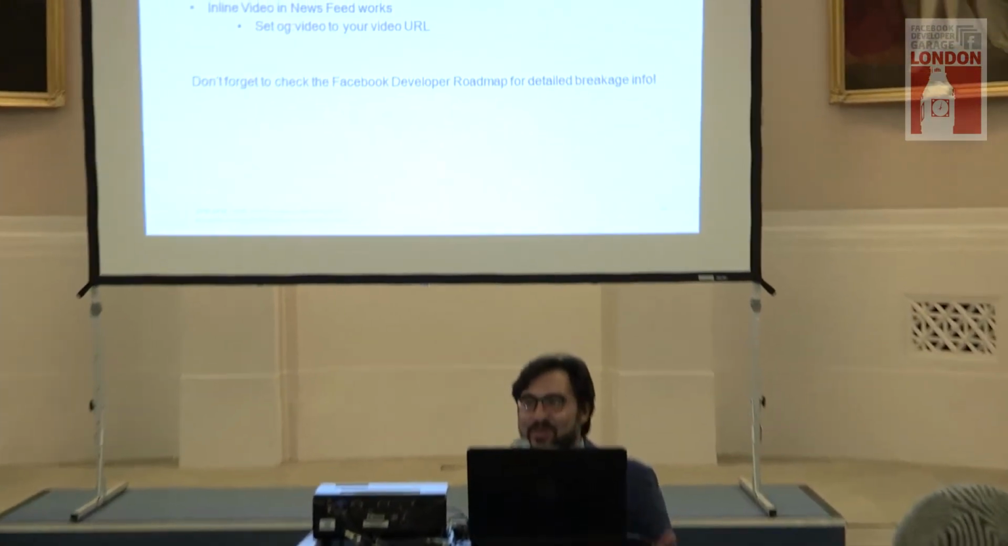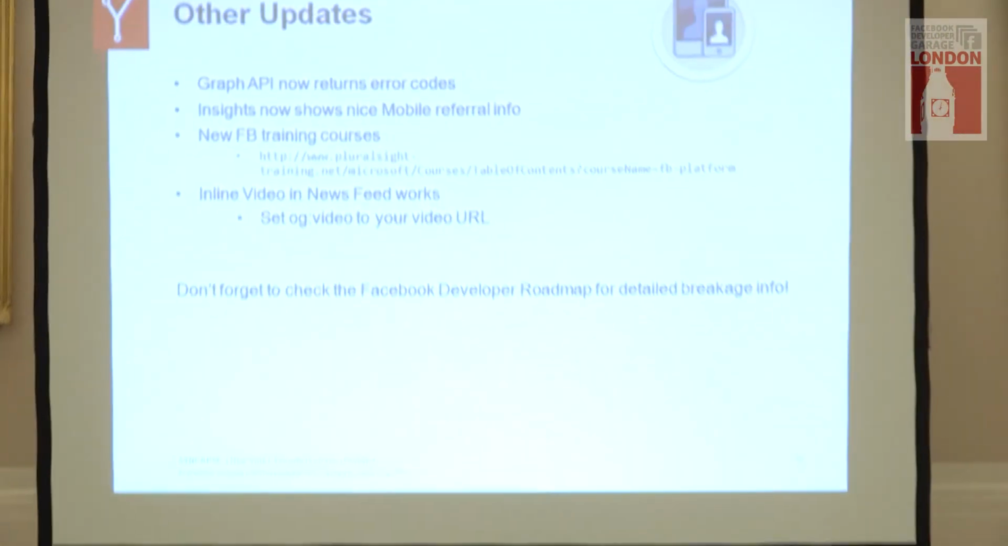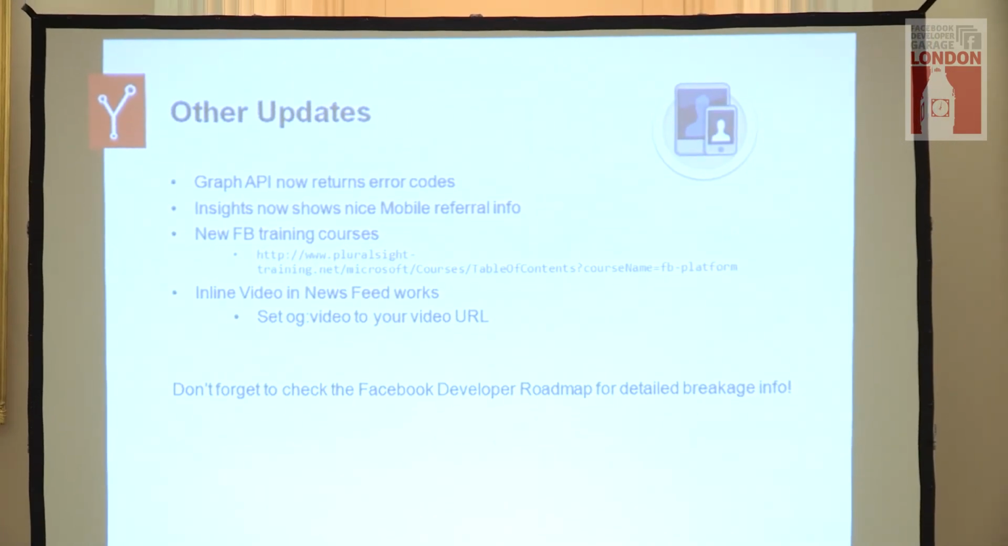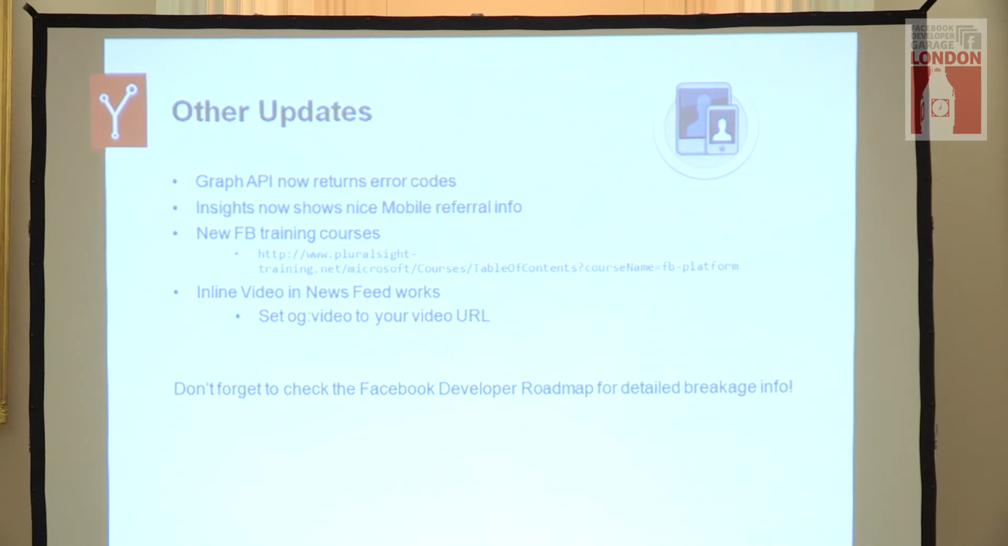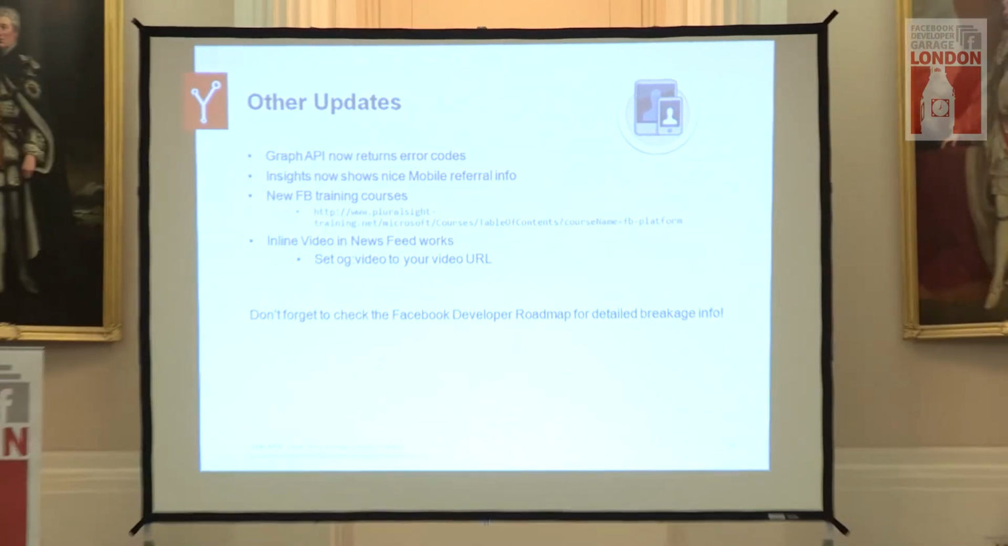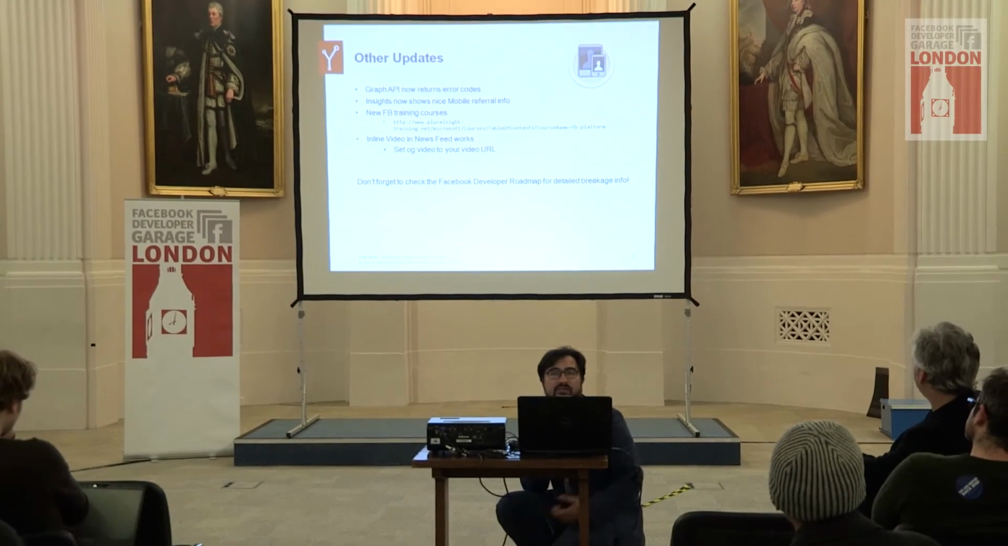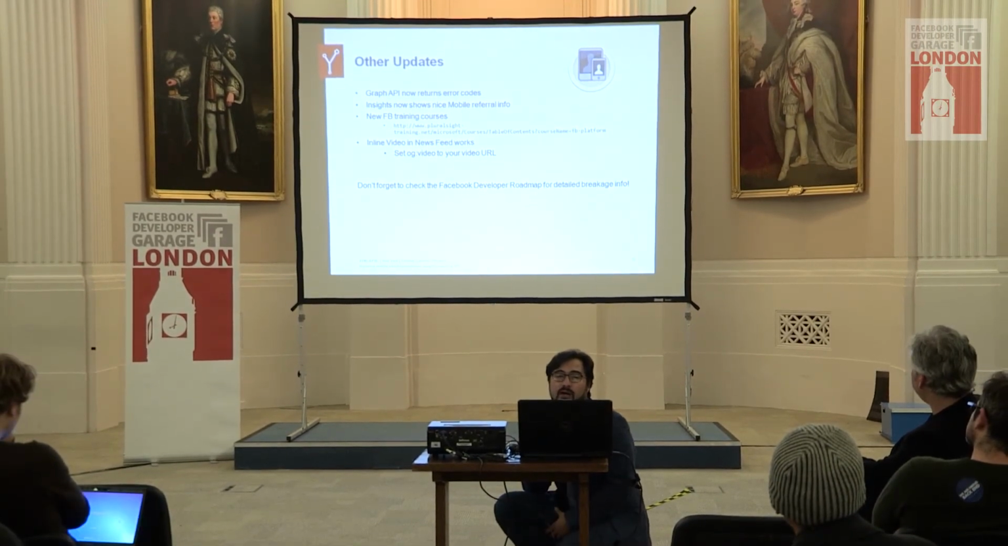And then a few other updates. The Graph API now returns error codes. You know, yeah, it's amazing. Yay, it's a small thing, but it makes a big difference. No more parsing error text, which would be nice. The error text will remain the same, so if your code, you don't need to change anything. Everything will still work. The Insight stuff now shows really interesting mobile referral info, so you can see what kind of devices users have come from.